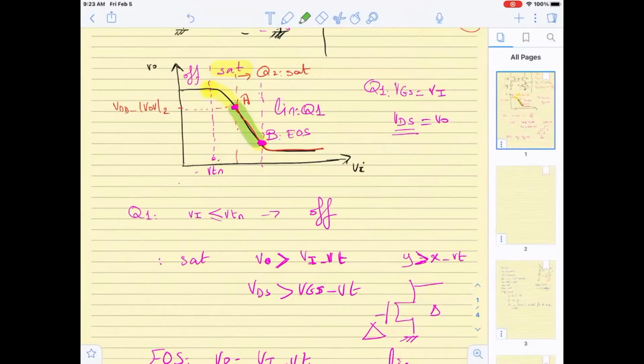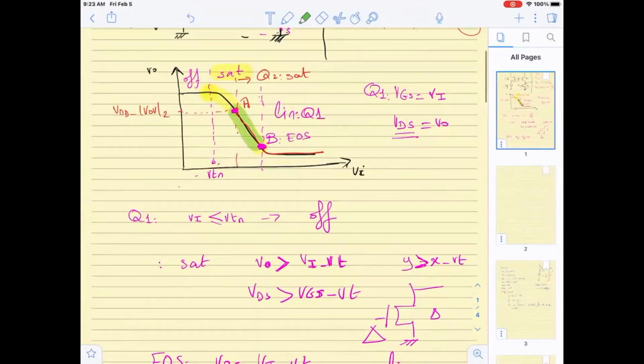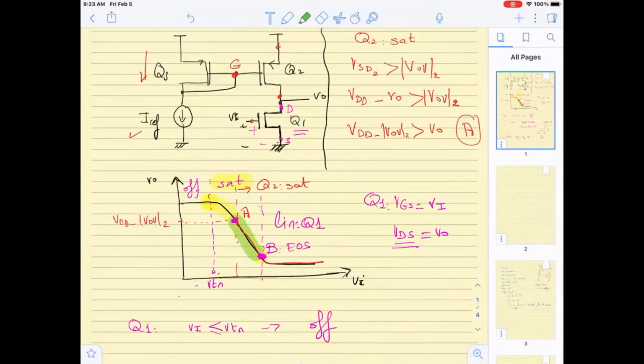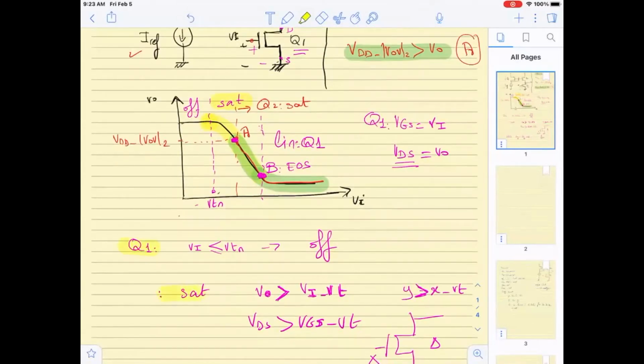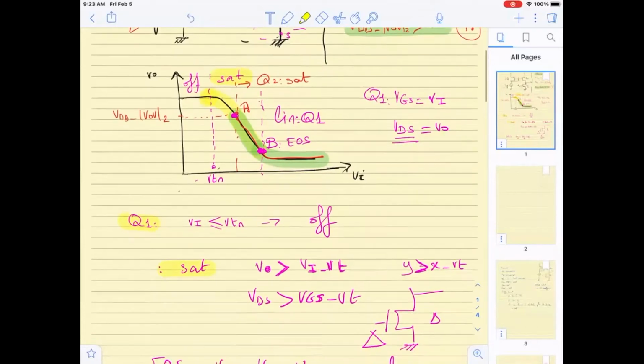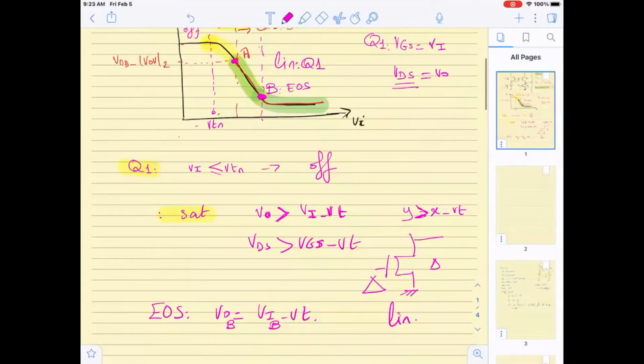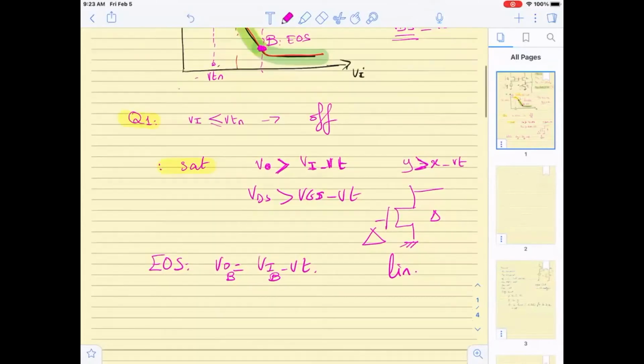Between points A and B, right? We agreed that when VO is less than VDD minus VOV2, this will be in saturation, Q1 and Q2, right? And now we will see that for Q1 to be in saturation I really need to be between VTN and VNB, right? Meaning, let me rederive it, let us reconsider it.